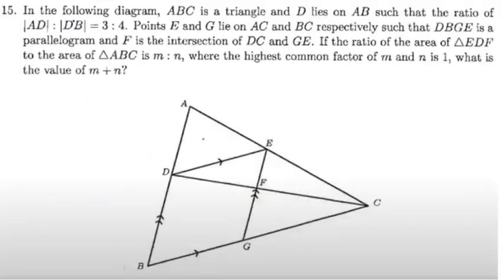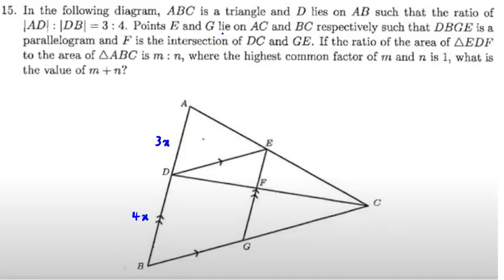Problem number 15. In the following diagram, ABC is a triangle, and D lies on AB, such that the ratio of AD to DB is 3 over 4. So we can say it is what? 3x and 4x.